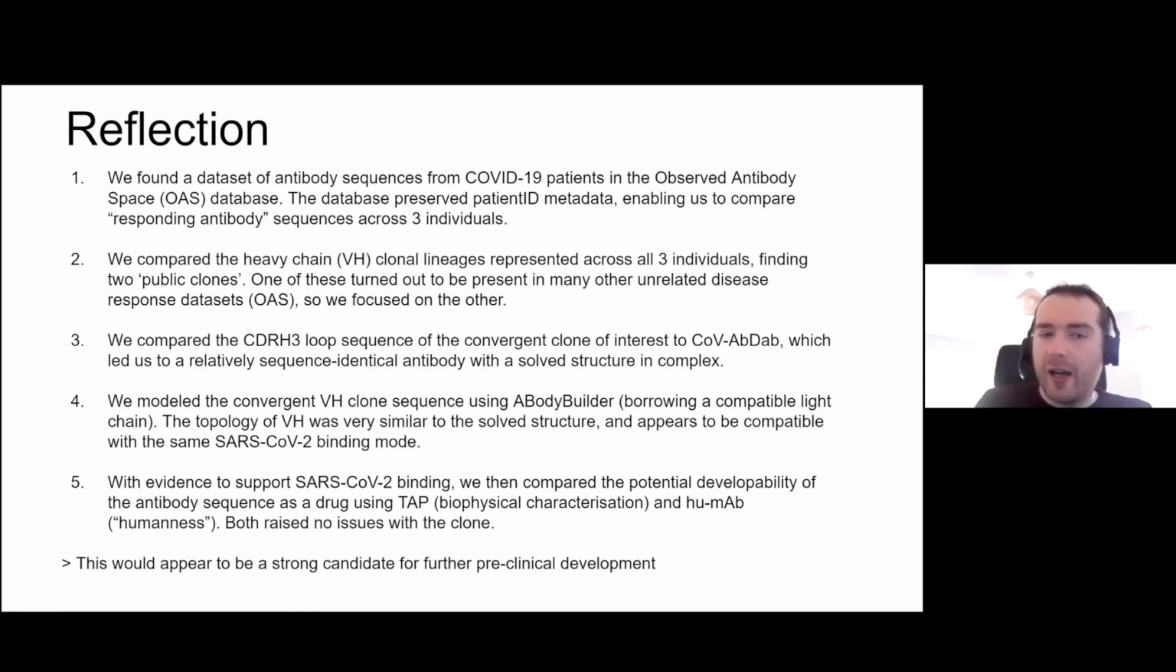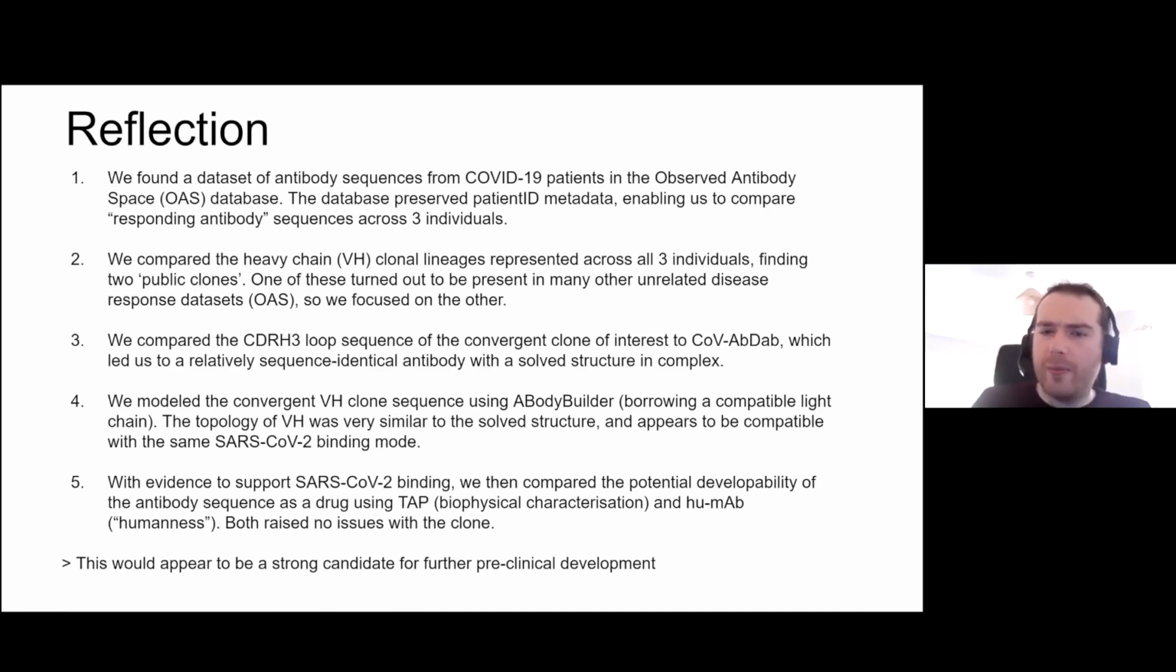From there, we took the CDRH3 loop sequence, recalling this is the very variable region that's heavily involved in binding of our convergent clone, and queried this in CovAbDab, which led us to a very similar sequence antibody, which actually had a solved structure in complex with antigen in the PDB. So this starts to allow us to think, actually, this may form the basis of a good binder.